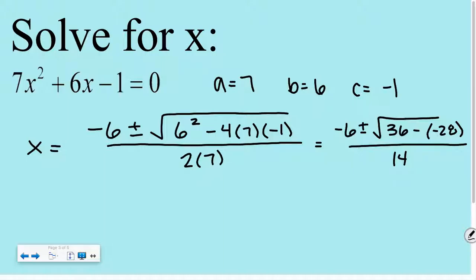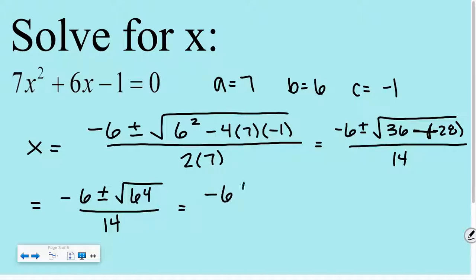Inside of your 36 minus 28 becomes what? 36 plus 28. Whenever you subtract a negative, it becomes positive, and 36 plus 28 is 64. So we have negative 6 plus or minus the square root of 64 all over 14. Is 64 a perfect square? What's its square root? I think this is really like negative 6 plus or minus 8 all over 14.